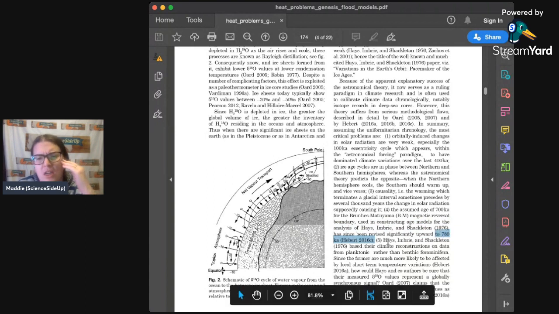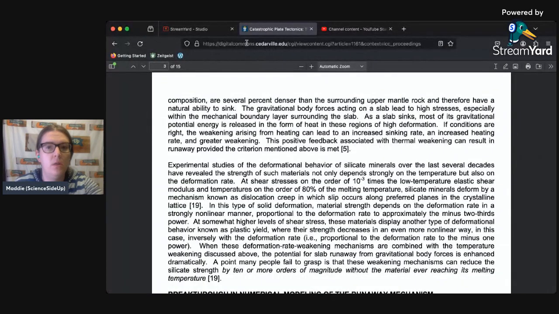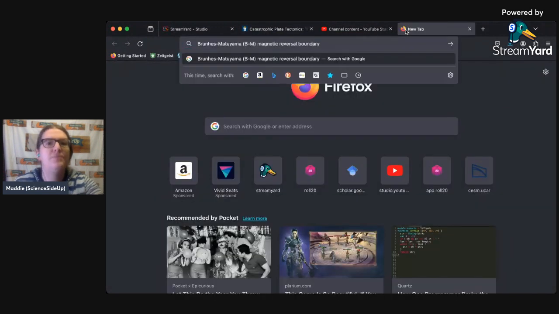Okay, I don't actually know what they're talking about here. So, well, let's look this up. Let's look up this magnetic reversal boundary. What is this? Let's stop sharing that and go to Google. Oh, sorry, I found the catastrophic plate tectonics paper there. Here we go.